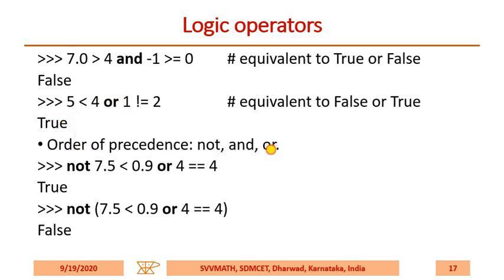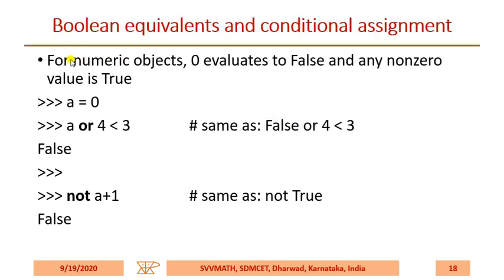The order of precedence is NOT, then AND, then OR. So just read this also. For numerical objects, 0 evaluates to false, read it twice, and any non-zero value is true. A equal to 0, A or 4 is less than 3. This is 0 or 4 is less than 3, which is also false. What are you writing? False or 4 is less than 3. This is also false. False or false. What is the answer? False. Like that, you can execute and see the result.